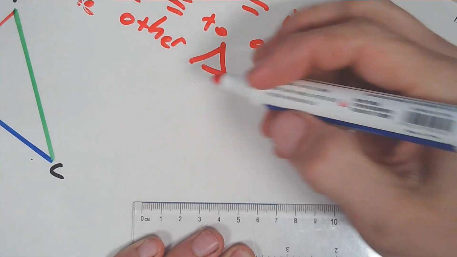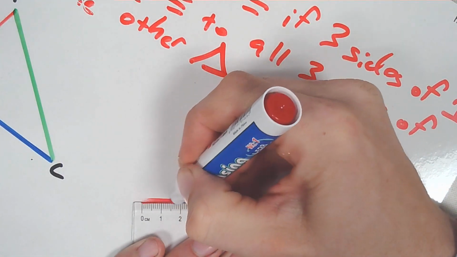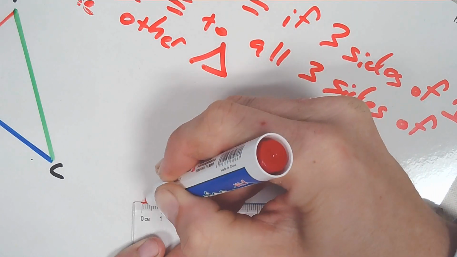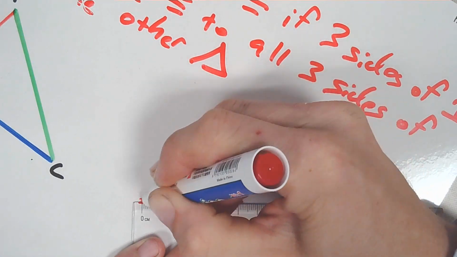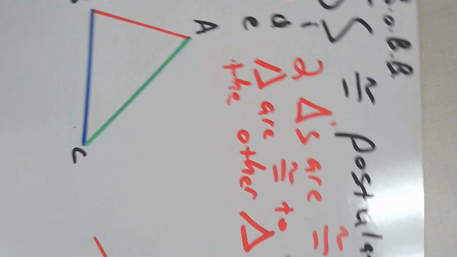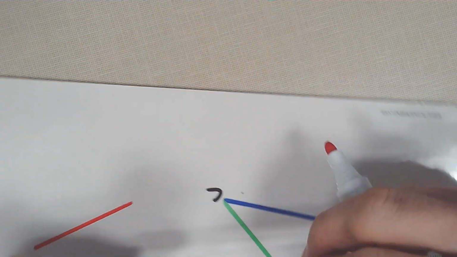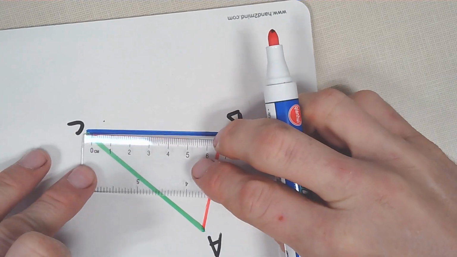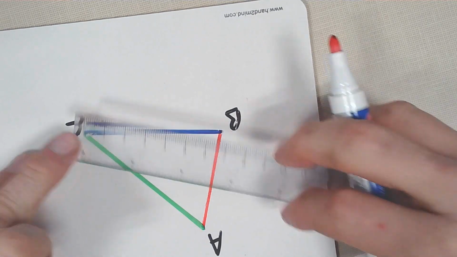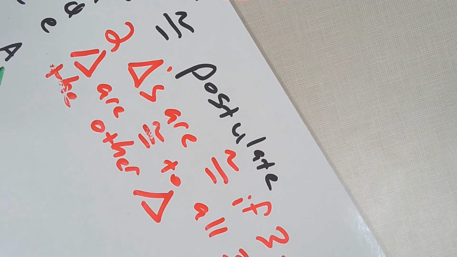Draw a 5 centimeter red line. Right, and then from this, how long was this one? I don't remember. I should have written it down. That was 7 centimeters. So from this one, I'm going to start an 80-degree line going this way.